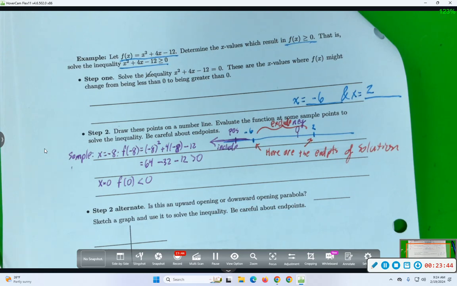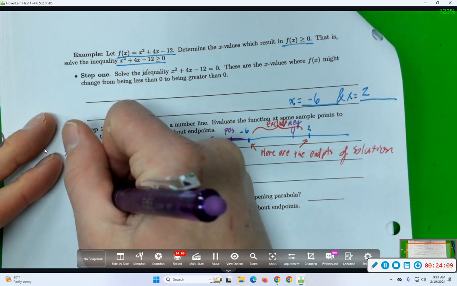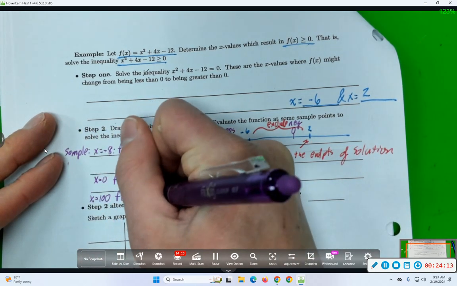So let's see, when you plug in 100, you'll get 100 squared, which is like 10,000, plus 400, so definitely positive, minus 12. So that's like 10,000 plus 400 minus 12, yeah, that's positive. I don't care exactly what that number is, it's definitely positive. x equals 100, f of 100 is bigger than 0.